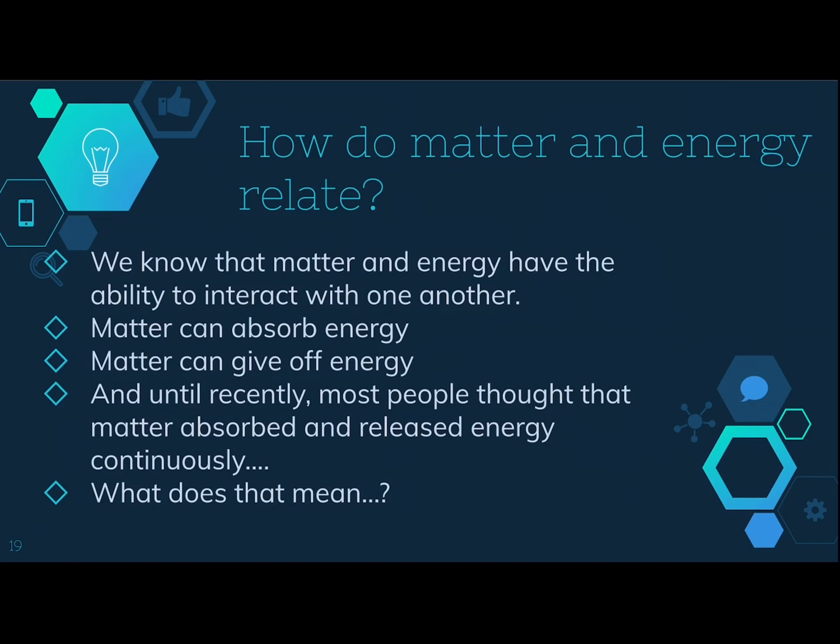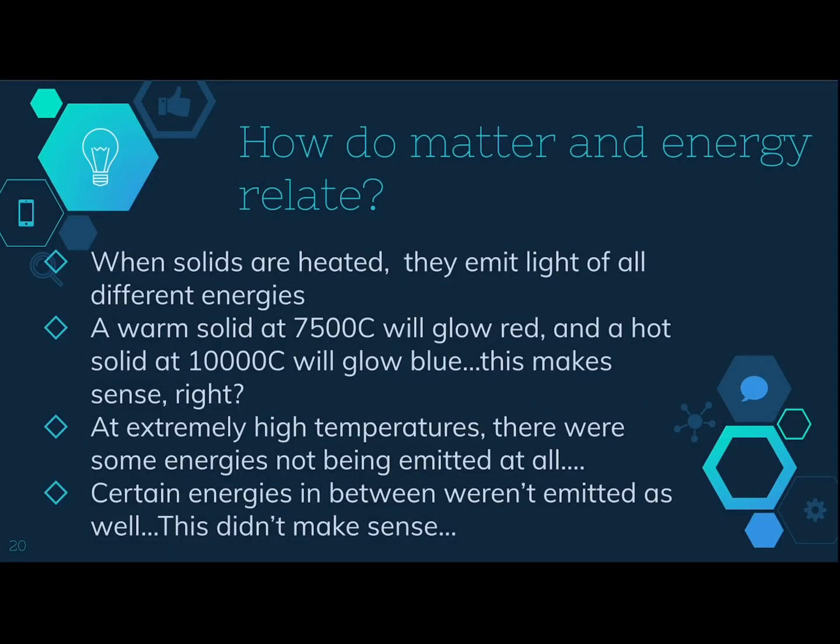So how do matter and energy relate? We know that matter and energy have the ability to interact with each other. Matter can absorb or give off energy. Until recently, most people thought matter absorbed and released energy continuously without stopping. So when solids are heated, they emit light of all different energies. A warm solid at 7,500 degrees Celsius will glow red, and a hot solid at 10,000 degrees Celsius will glow blue, which makes sense. The hotter it is, it's usually blue.